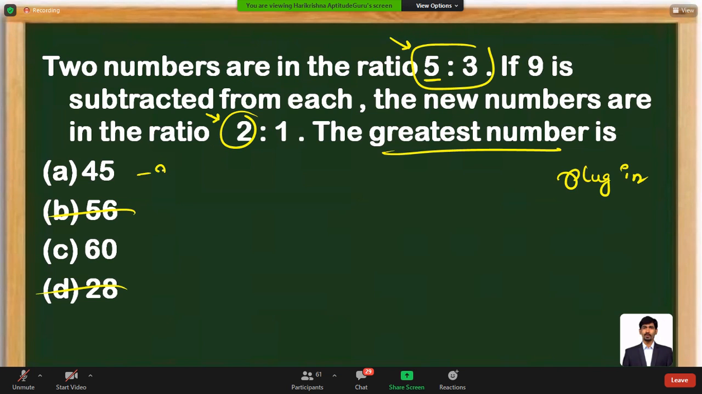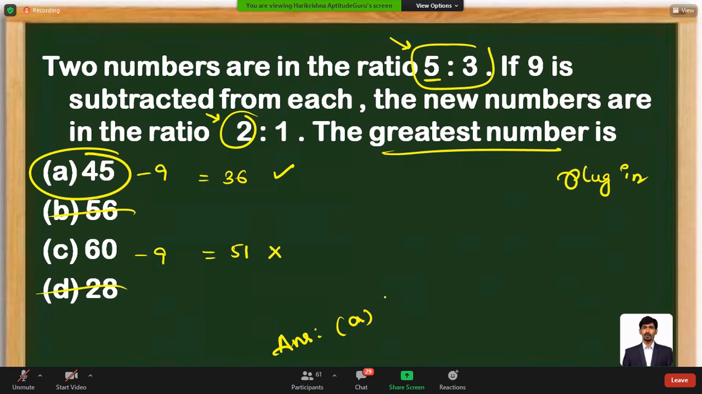So from 45, if I remove 9, what is the value? It will be 36. From 60, if I remove 9, what is the value? It should be 51. After removing 9, it should be a 2 multiplier. 36 comes in the 2 table, 51 never comes in the 2 table. Mark your answer as option A. That's going to be 45. I hope the point is clear.